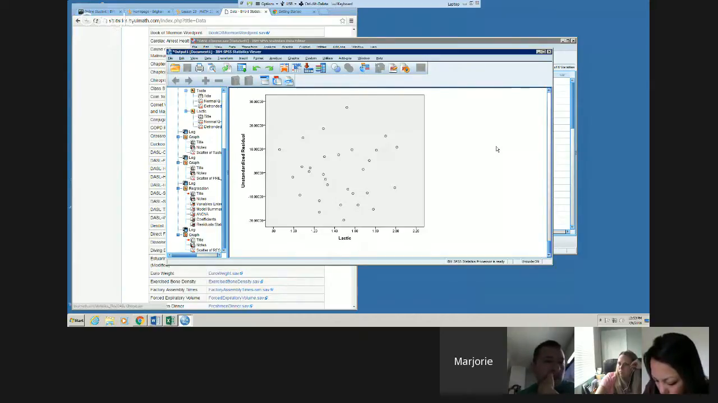Create and attach a graph that is appropriate to check for the requirement of constant variance. Based on the graph, what do you conclude? Okay, is this the same graph? It is. The appropriate graph to check for constant variance is the residual plot. There's no pattern, so we can conclude that there is a constant variance in the data.